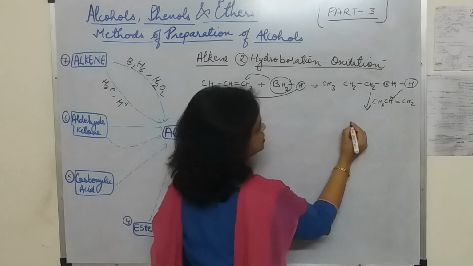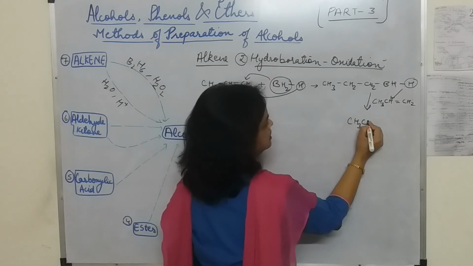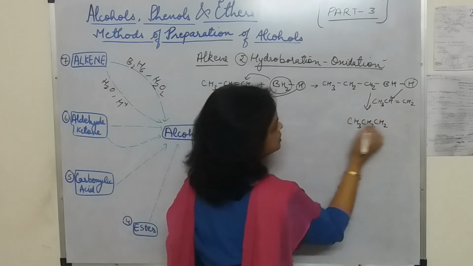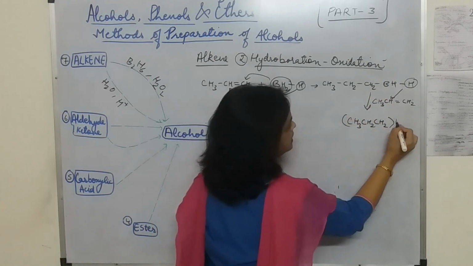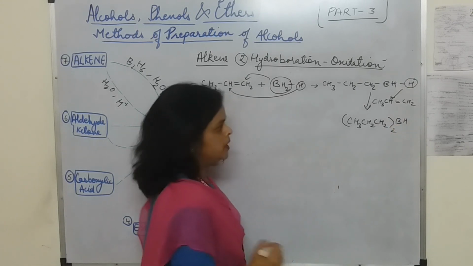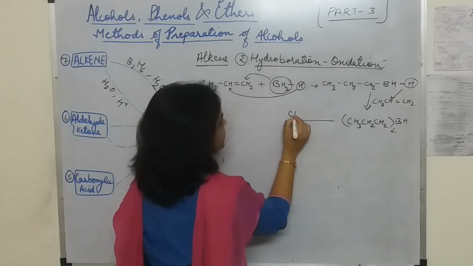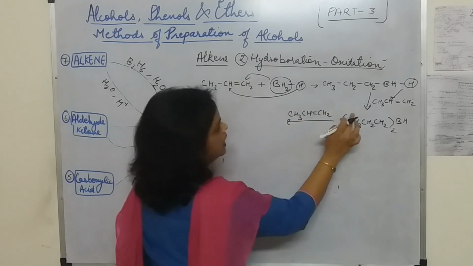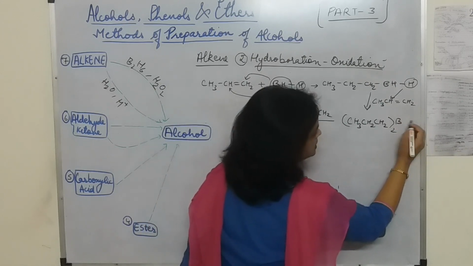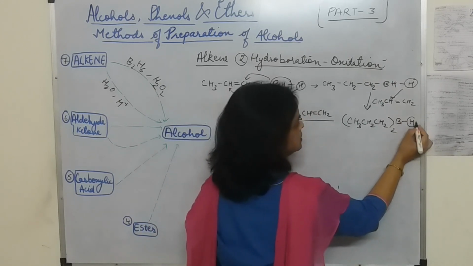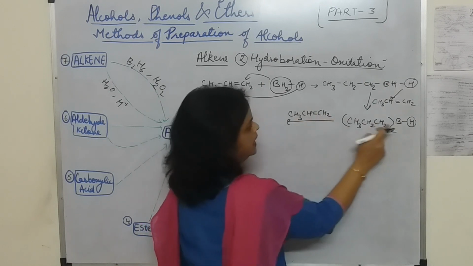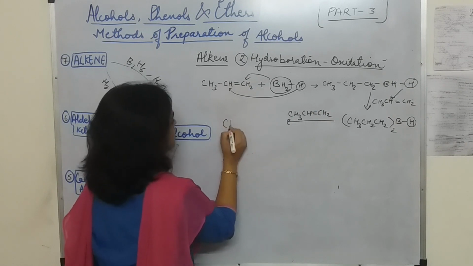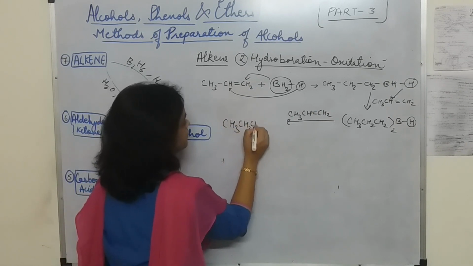So let's start writing the structure. CH3, CH2, CH2. Now this whole molecule will get added over here. So I will write dialkyl borane. Now again it will combine with CH3, CH double bond CH2. Now again I am writing it like this. This H will go to the middle carbon, and this whole part will get attached to the next carbon. So we will get trialkyl borane.